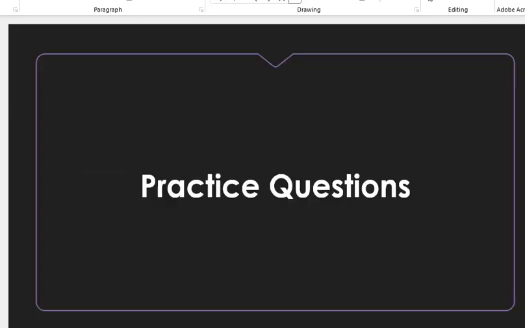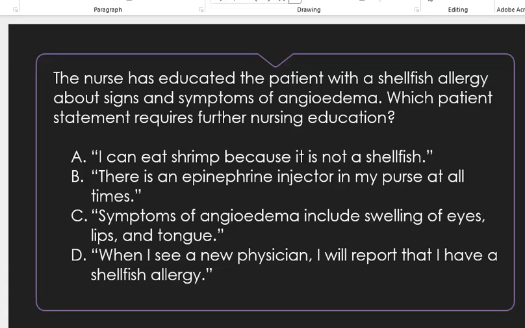Now we're going to have some practice questions. The nurse has educated the patient with a shellfish allergy about signs and symptoms of angioedema. Which patient statement requires further education? So A, I can eat shrimp because it is not a shellfish. Why is this correct? Shrimp is a shellfish and should not be consumed by a patient with shellfish allergies. This statement, therefore, requires further teaching by the nurse.